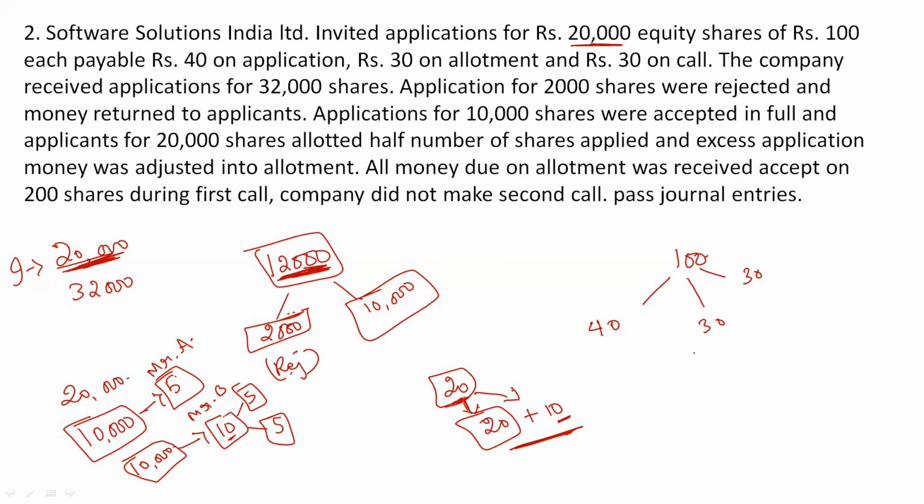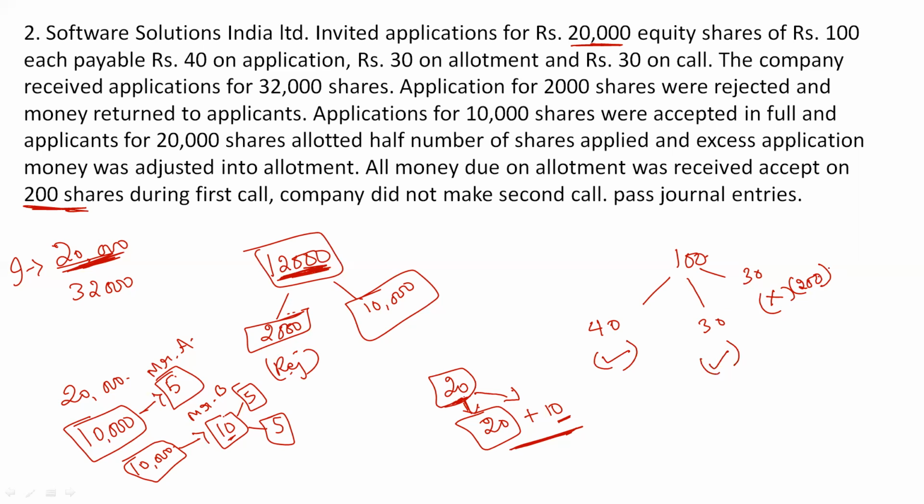So what they want to say here means everybody has definitely paid the application money. Everybody has paid the allotment money also. Then during the first call, a shareholder who has 200 shares did not pay the first call amount. So there are calls in arrears during the first call for 200 shares.